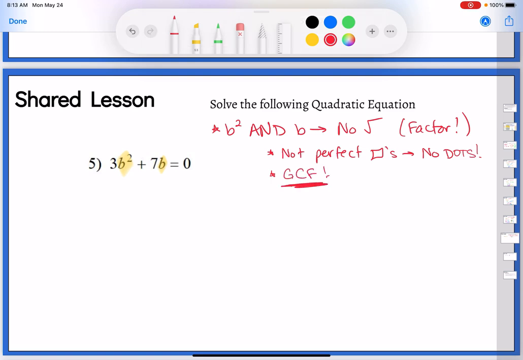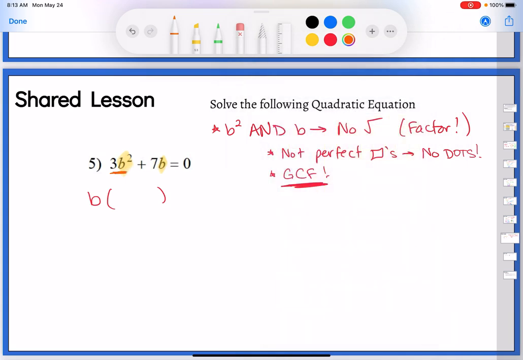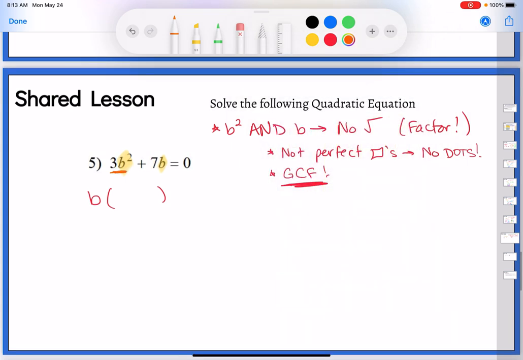All right, so what do these 2 terms have in common? Well, they both have a b, don't they? So b is my GCF. And then I write my parentheses. Okay, so I say b times what gives me 3b squared? B times 3b would give me 3b squared, right? B times what gives me 7b? B times positive 7. So I have b times 3b plus 7 equals 0.